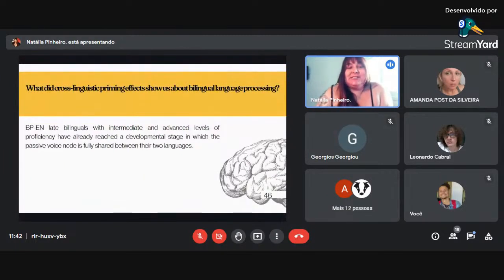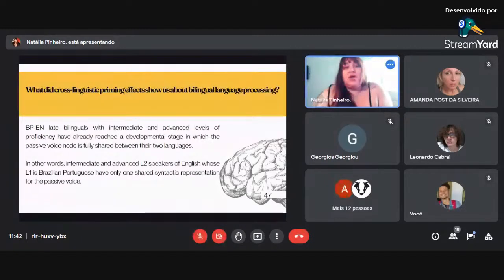So finally, what did cross-linguistic priming effects show us about bilingual language processing was that Brazilian Portuguese English late bilinguals with intermediate and advanced levels of proficiency have already reached a developmental stage in which the passive voice node is fully shared between their two languages. So based on our results, we would say that intermediate and advanced L2 speakers of English whose L1 is Brazilian Portuguese share syntactic representation for the passive voice.